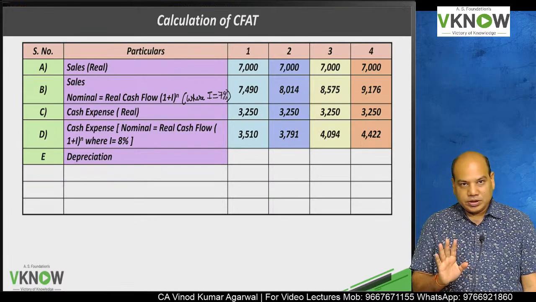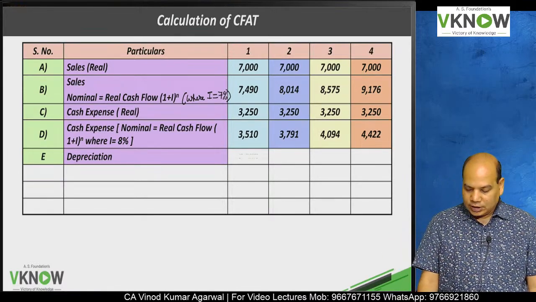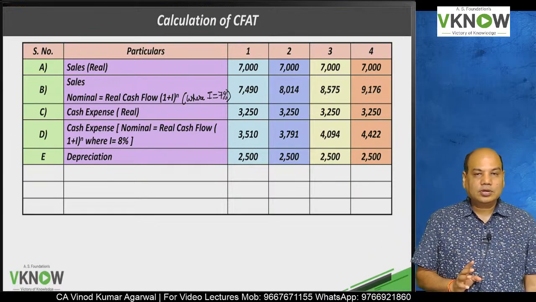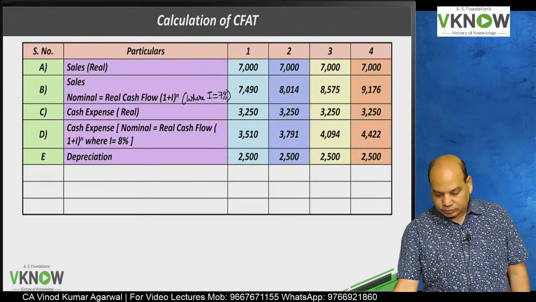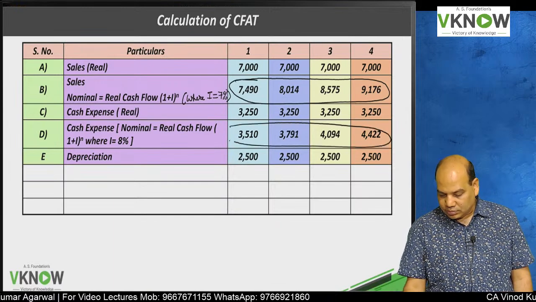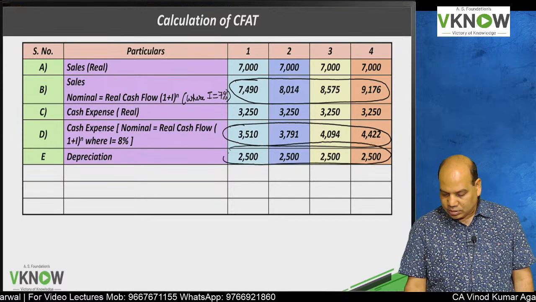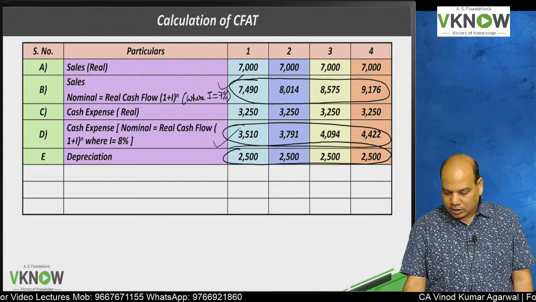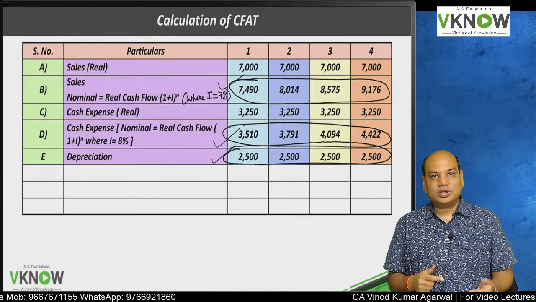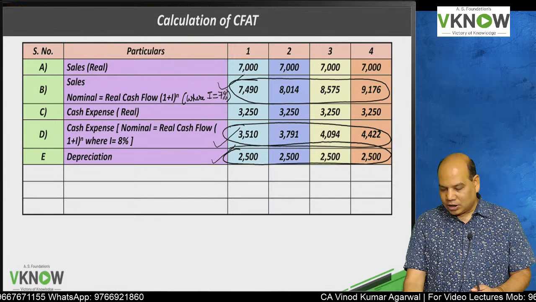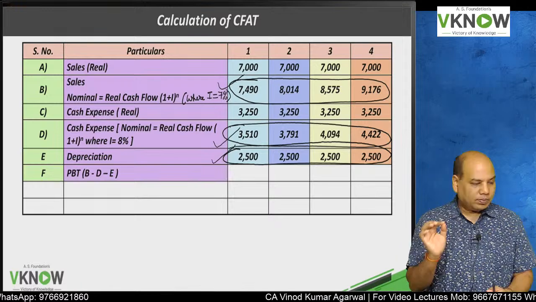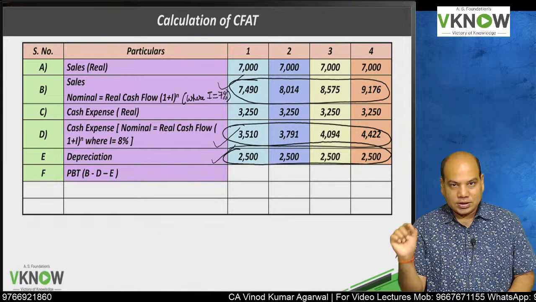Point number E, depreciation. Depreciation will not be subject to inflation. Depreciation will be constant because straight line method. This is my sales, this is my expense, and this is my depreciation. Sales minus expense minus depreciation. What will you get? If you are an account student, profit before tax. So you will write B minus D minus E.